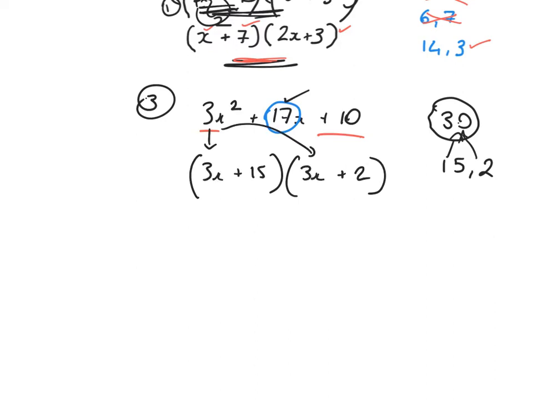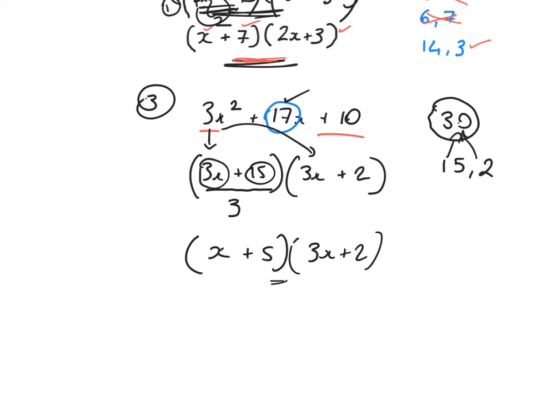Okay, first bracket. I'm looking for a highest common factor. Can I find one? Yes, I can. I can take out a common factor of 3. So 3 into 3x goes x, and 3 into 15 goes 5. The second bracket, 3x plus 2, I can't factorise that any further. There's no common factor to take. Final answer, x plus 5 bracket 3x plus 2.